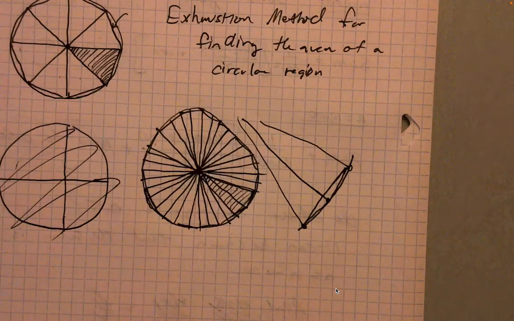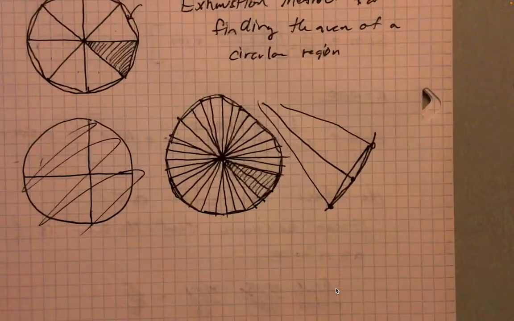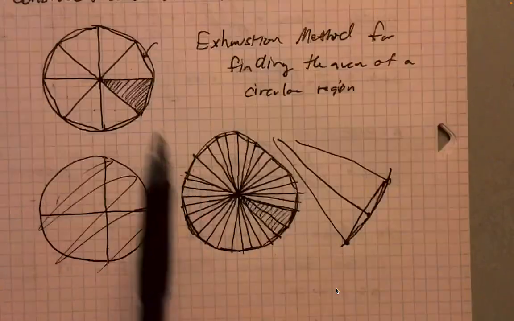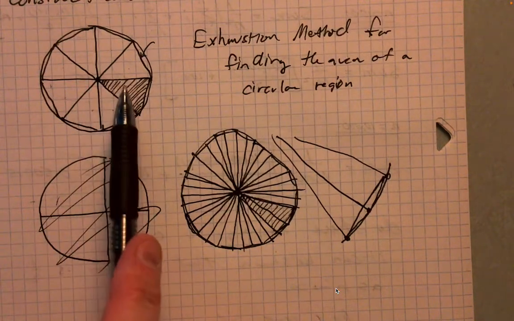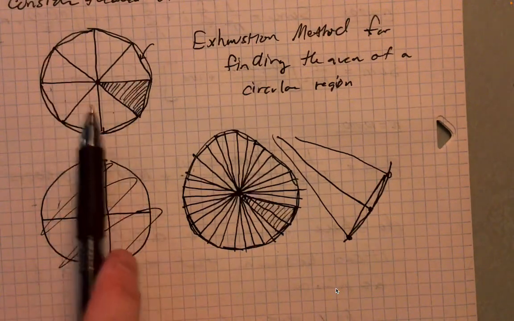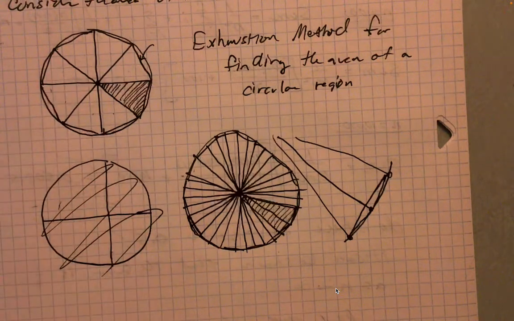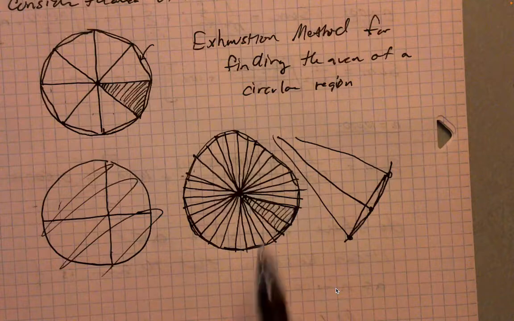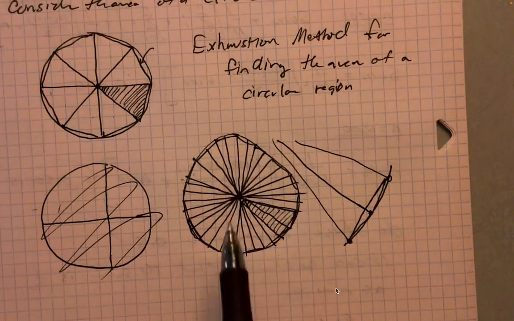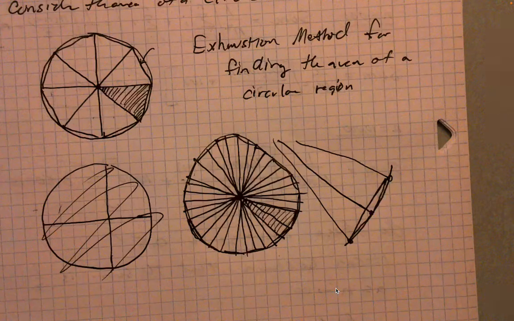So that's the idea with the method of exhaustion for finding the area of a circular region: take a shape that we know and are comfortable finding the area of, namely a triangle, and systematically set up triangles inside of a circle, and then increase the number of triangles until the discrepancy between the area captured by the triangles and the area captured by the circle is arbitrarily small. So just let the number of triangles grow and grow until you're comfortable that you're close enough to the actual value of the area of the circle.